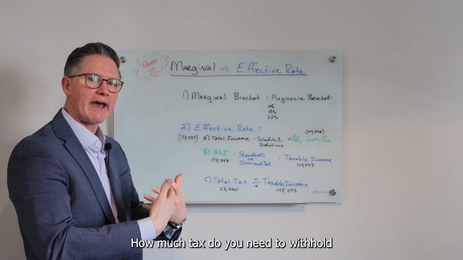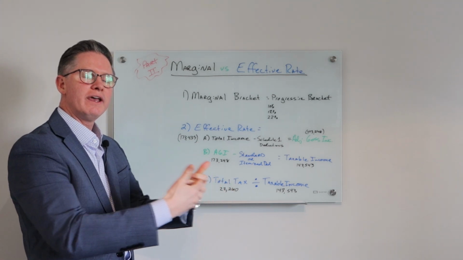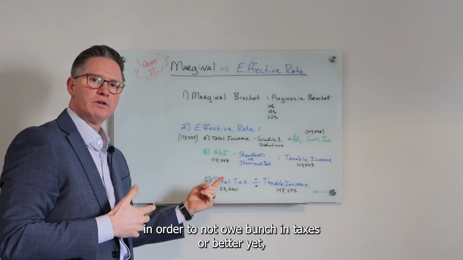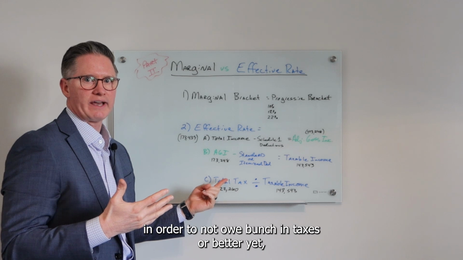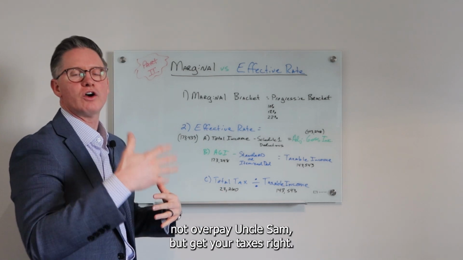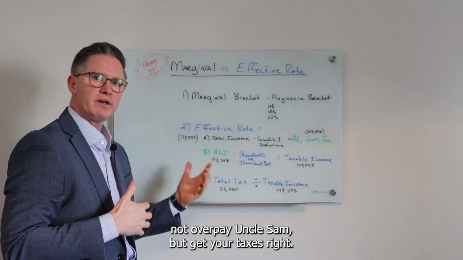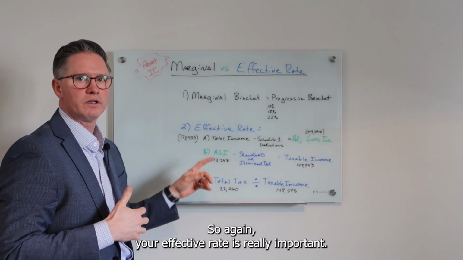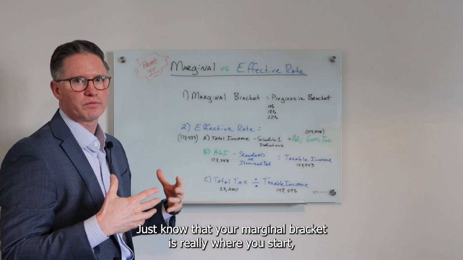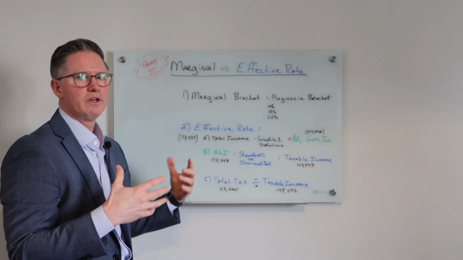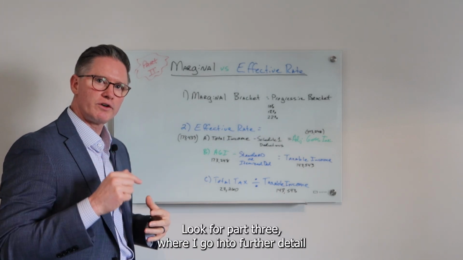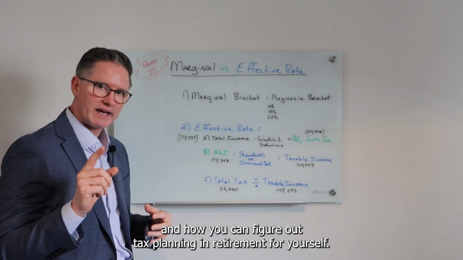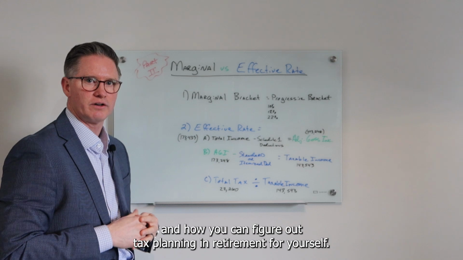How much tax do you need to withhold in federal and state income tax in order to not owe a bunch in taxes, or better yet, not overpay Uncle Sam, but get your taxes right? So again, your effective rate is really important. Just know that your marginal bracket is really where you start, but not where you end up. Look for part 3, where I go into further detail and how you can figure out tax planning in retirement for yourself.